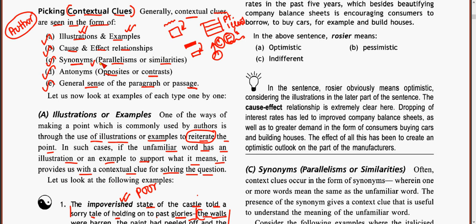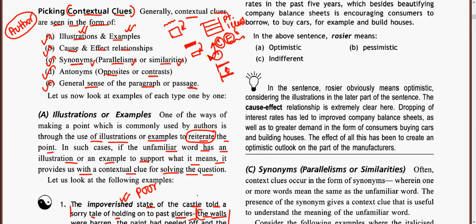Next is synonyms, like parallelisms or similarities. In paragraphs you will find that the author is writing something and similarly he is writing another point, where these 2 points are similar. So this is similarity or parallelism. Parallelism means this point is similar to another point.